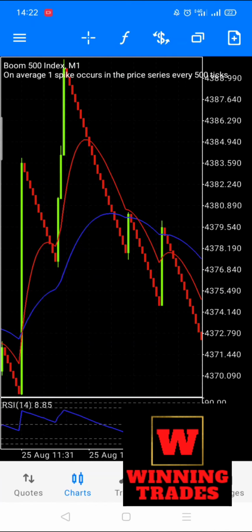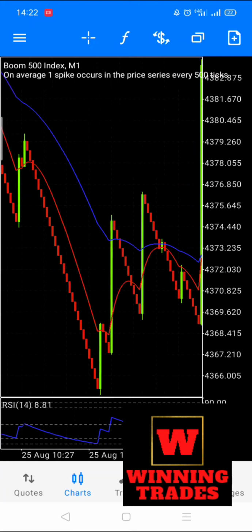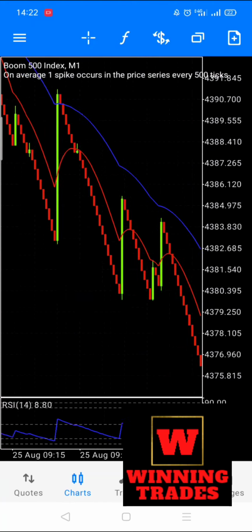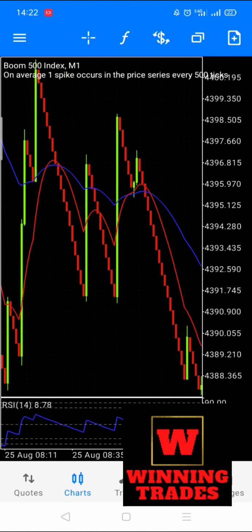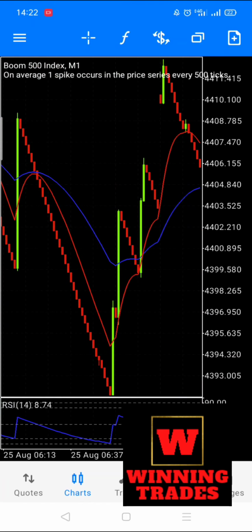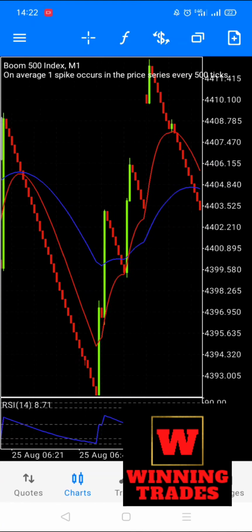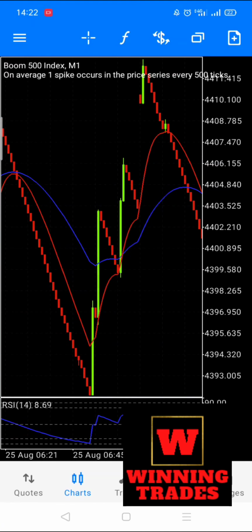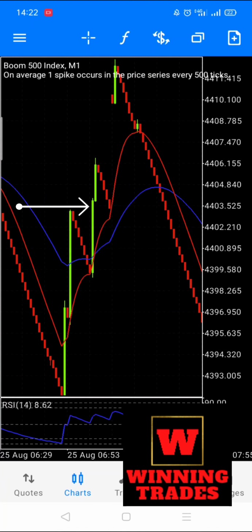All right, now let's go backwards for another good example. We're going backwards. We're looking for where the 13 EMA crosses above the 50 EMA on Boom 500. Okay, now look at this. This is a good example. This spike here caused the 13 EMA to cross above the 50 EMA, and when price returned back to the 13 EMA, what do you do? You put your buy, and what do you get? Price puts you in profit, and in good profit at that. You close and you walk away.